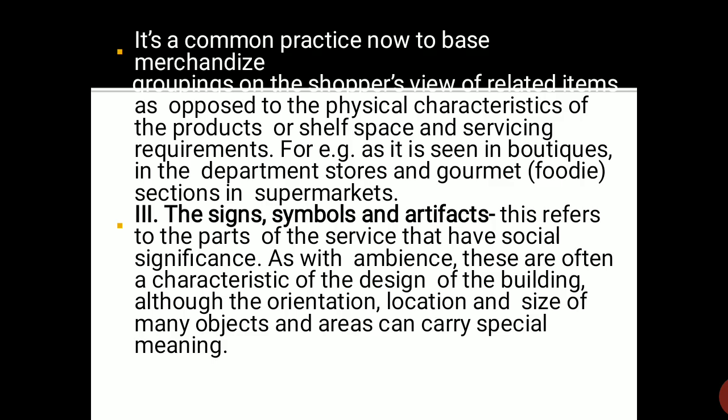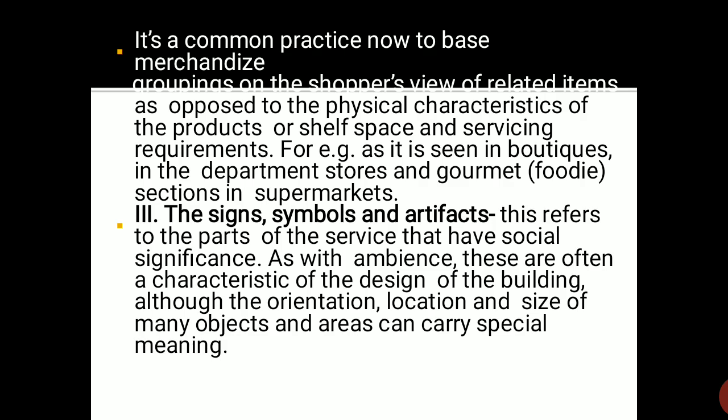The third one in the series that comes up is the signs, symbols and artifacts. That means whatever signs you use, whatever symbols you may use, say you get to see the arrows, the staircase, the elevators in the form of pictures, the signs are being used, right? Even at the washroom, to bifurcate the gents and the ladies washroom, diagrams are being used. Now these all make sense.